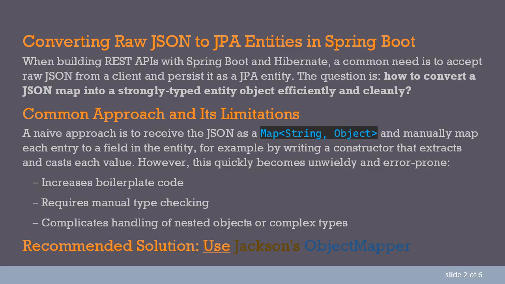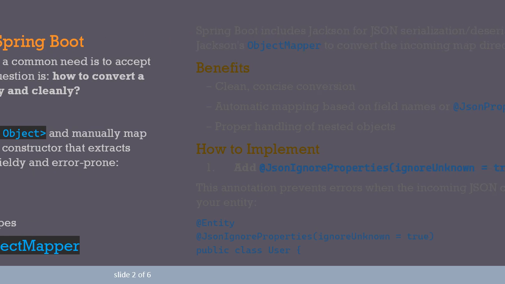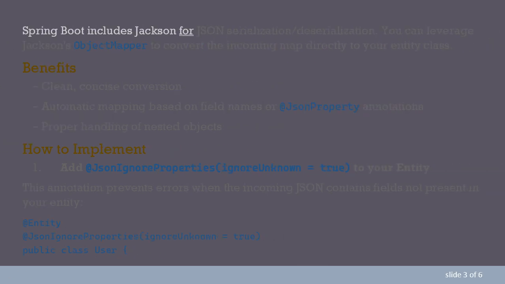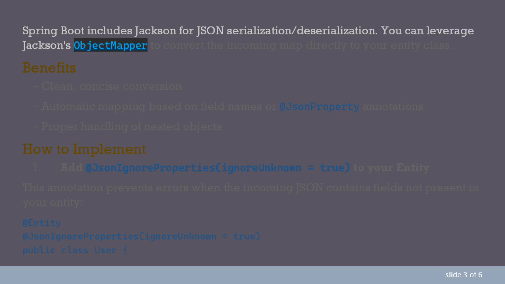Recommended solution: use Jackson's ObjectMapper. Spring Boot includes Jackson for JSON serialization/deserialization. You can leverage Jackson's ObjectMapper to convert the incoming map directly to your entity class.